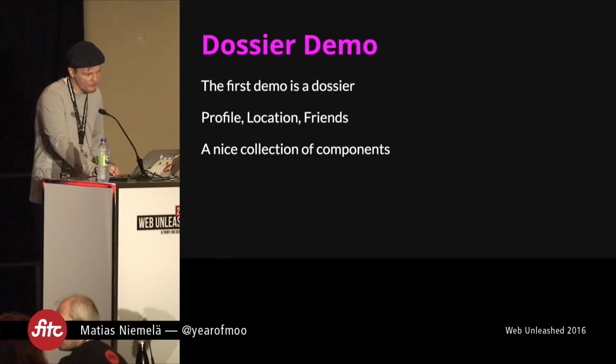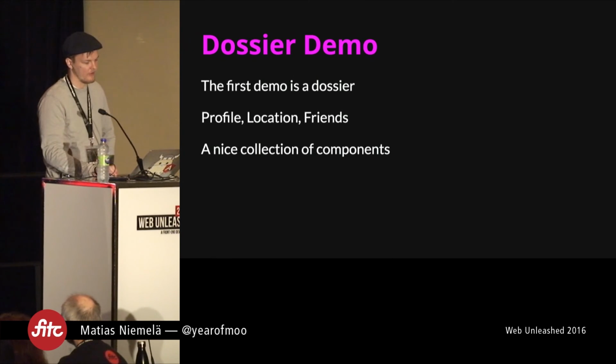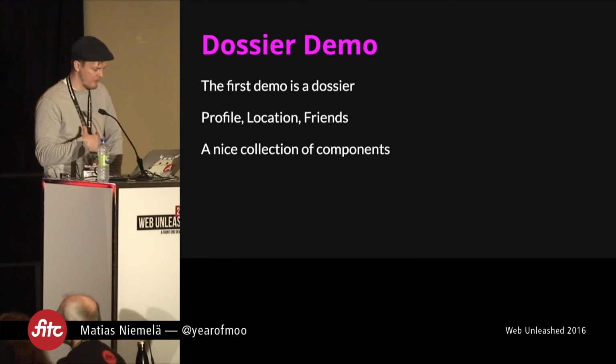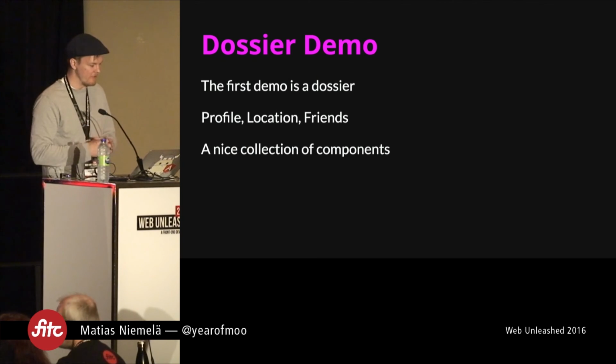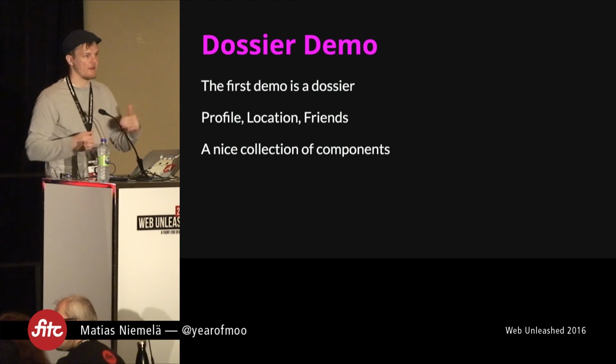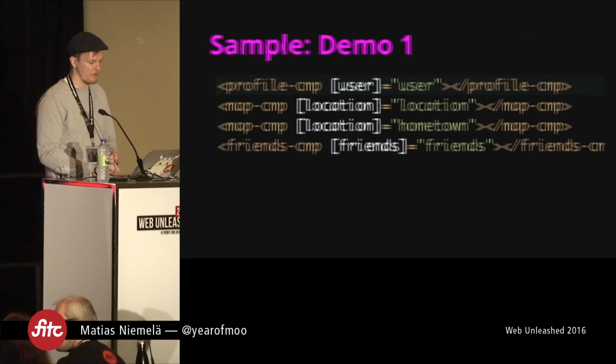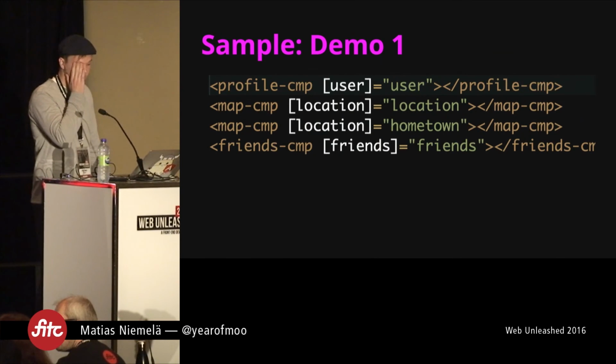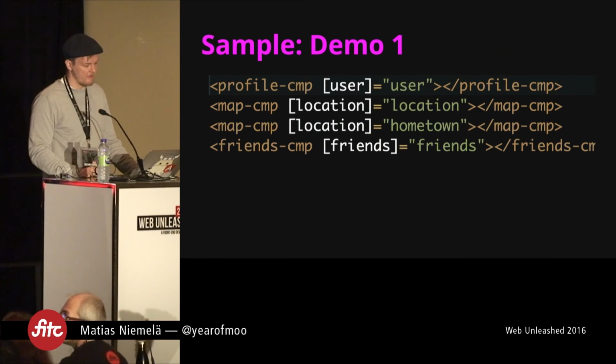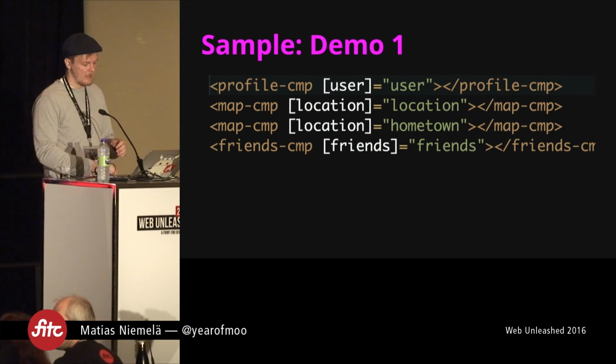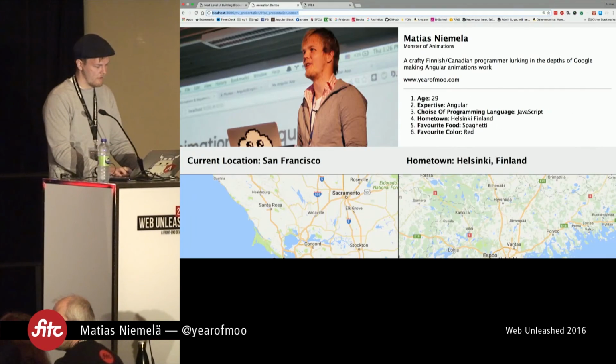So I'm going to show my first big demo, which is a dossier demo. So a dossier is just a collection of data. And this is a dossier of myself, which contains the friends I have at FITC, a nice collection of components that represent each of my data. So we have the maps, and we have the profile information, and my friends. So these are all components that I'm using in the dossier. You can see that it's very clear and easy to read. We know exactly what data is being passed in. Let's take a look at the demo.